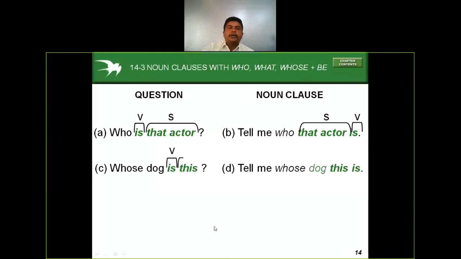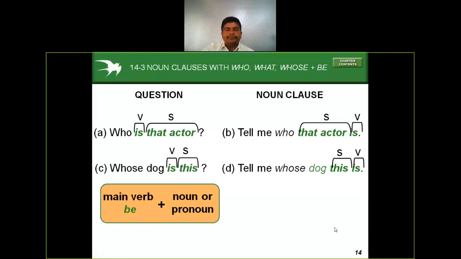Next one. Whose dog is this? "Is" is a verb. "This" is the subject. Whose dog is this? Am I right? Tell me whose dog this is. Okay, this is a question. Next one.